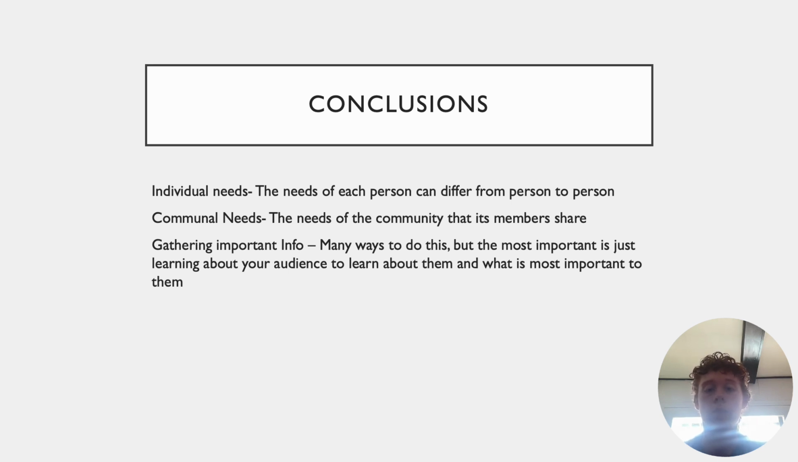And then gathering important info, you always want to rely on the audience. There's obviously many ways to do this, but most important is just learning about your audience and learning about what is most important to them as a community and to each other. And like I said earlier, the big points are gathering the gender and the race and ethnicity and where they're from and what level of education they have. Those are some of the big ones that you want to focus on when gathering information.